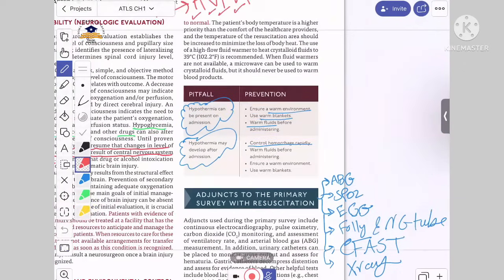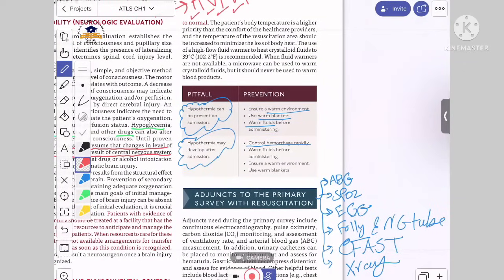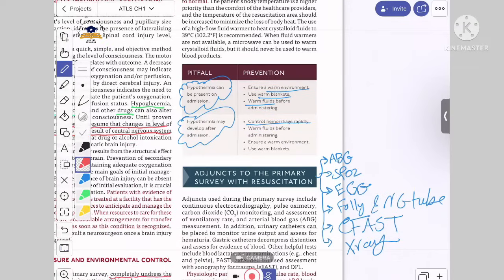Regarding the pitfall in exposure, hypothermia can be present on admission and can also develop after admission. So hypothermia in a trauma patient is very common. It can occur before admission and during admission, and you have to deal with it. How? By a warm environment: warm the room of the trauma patient, with a warm blanket and warm IV fluid.